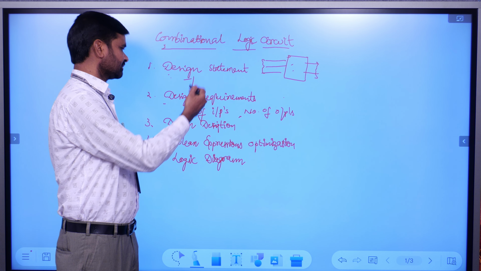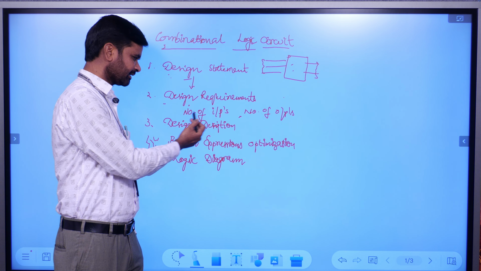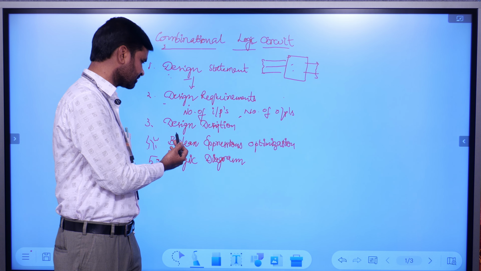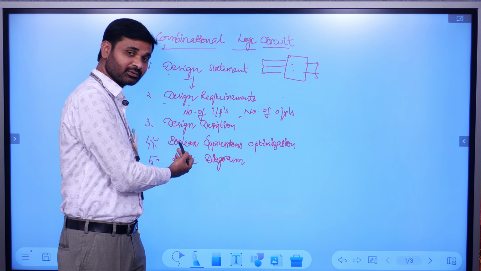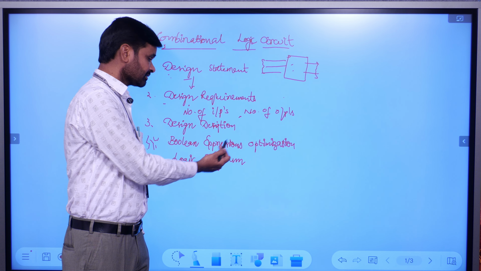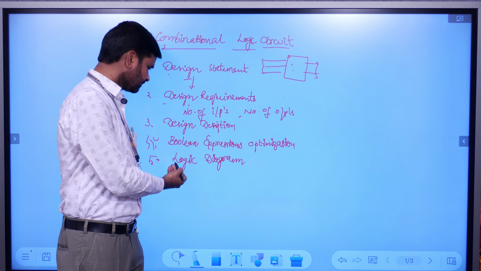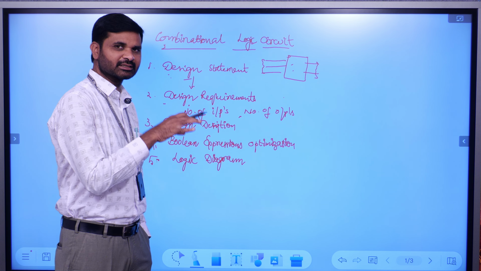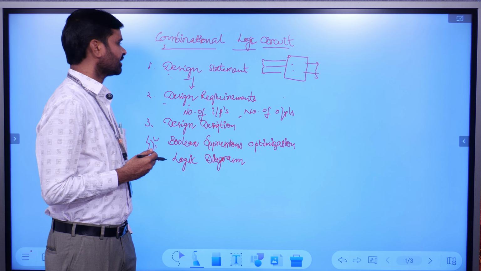Now let us review the design procedure of the combinational logic circuit: design statement, design requirements like number of inputs and number of outputs for a combinational logic circuit, and the relation in terms of design description. And after that we have to reduce the Boolean expressions with the help of the K-map technique or normal optimization techniques, and then we have to draw the logic diagram, which is the internal logic diagram present in our design. So this is the basic design procedure of the combinational logic circuit.